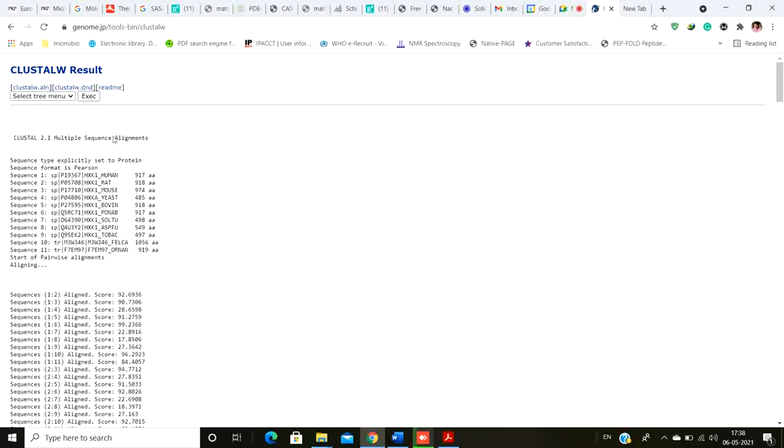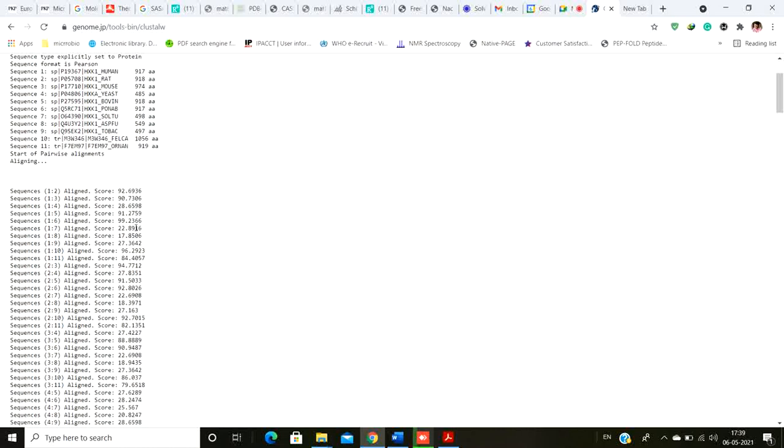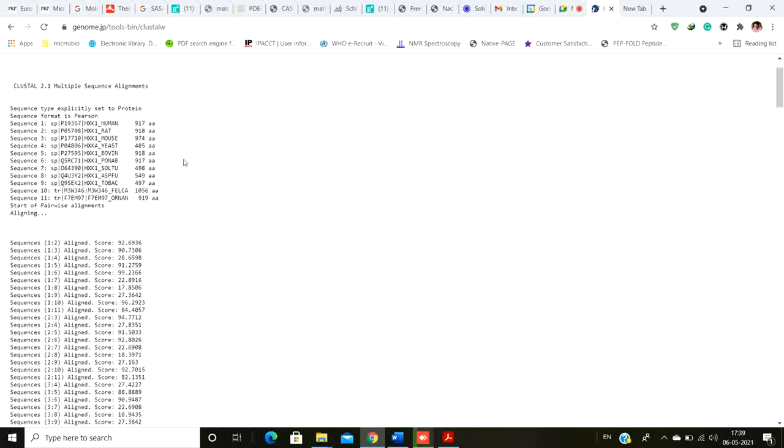For example, we are doing a multiple alignment, right? Whenever I execute the multiple alignment, it starts to align all these residues. First it's going to show you the proteins that I have used. I have used the hexokinase protein from various species: human, rat, mouse, yeast, bovine, which is a cow, Ponab, which is an orangutan, and Solanum tuberosum, that is the potato. Like this, I have taken the hexokinase from several species.